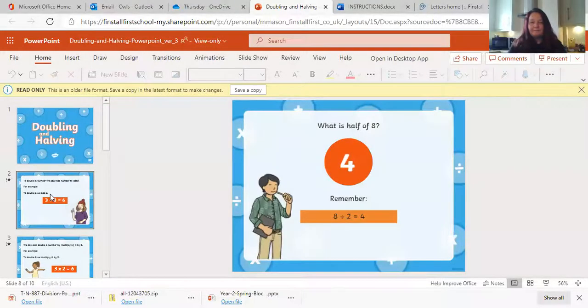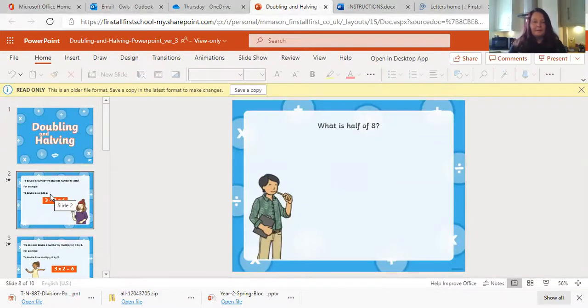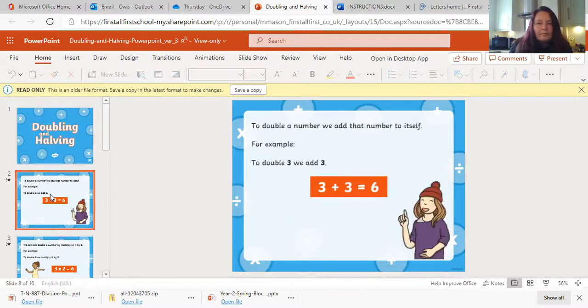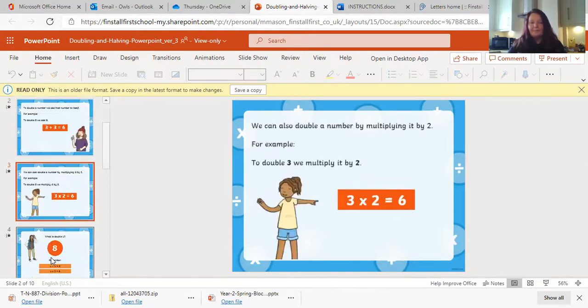Okay, I've got something to share with you now. Let me have a look. Here we go. So, go back to the beginning. There we go. So, to double a number, we add that number to itself. For example, to double 3, we add another 3. You see that there? Just what I did on my board.